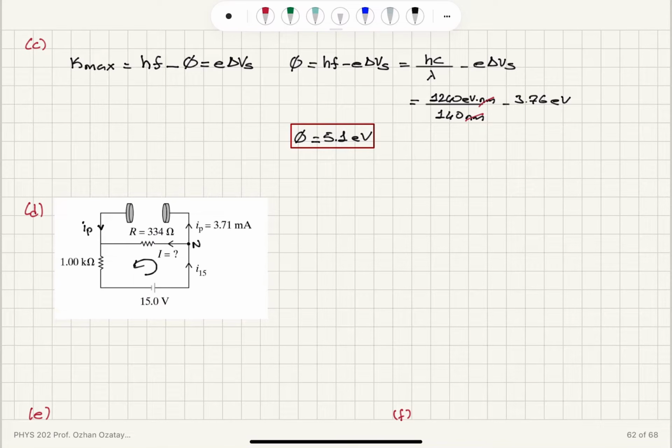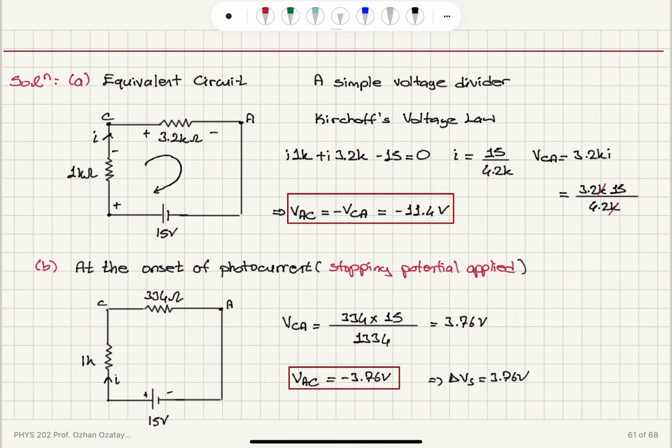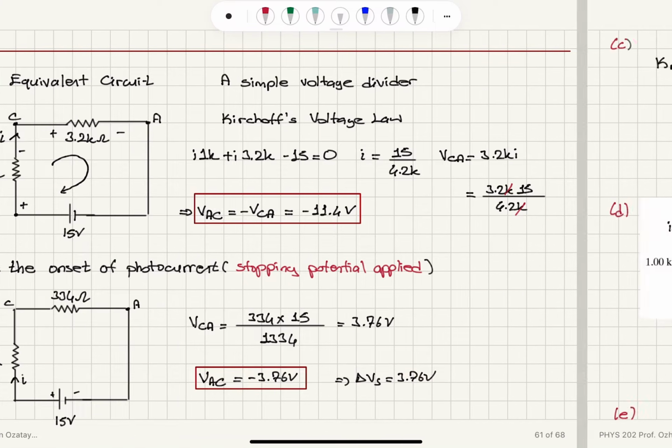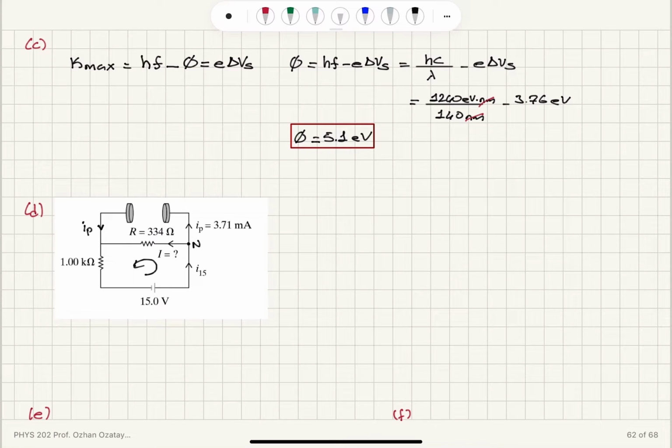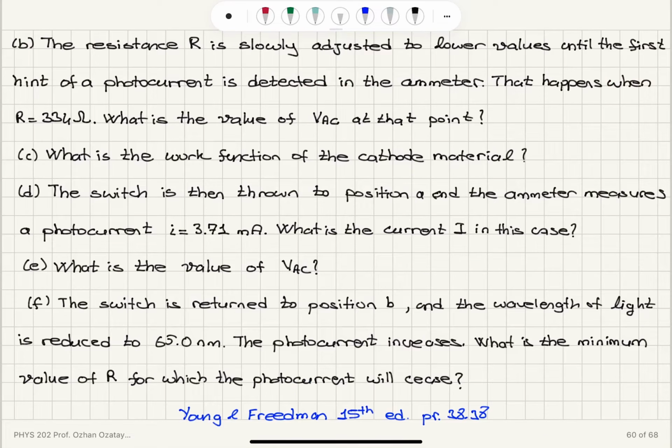So since I know the stopping potential from this part, I can use the energy conservation. The stopping potential energy is equal to the maximum kinetic energy of the electrons, which is the photon energy minus the work function. Part D, the switch is then thrown to position A and the ammeter measures a photocurrent of 3.71 milliamps. What is the current I in this case?